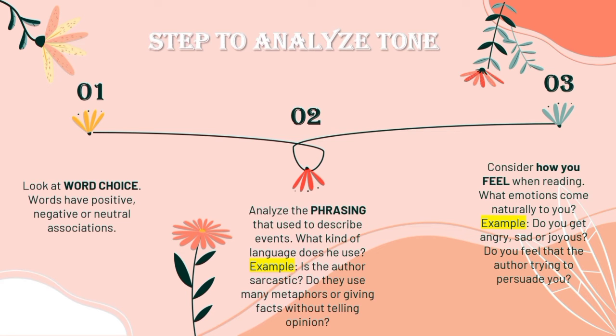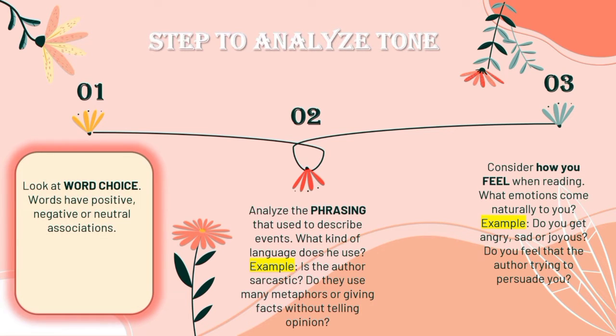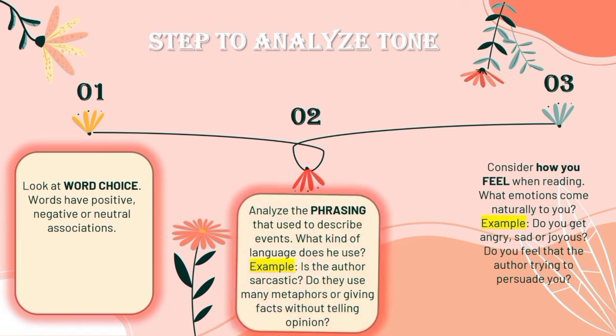Last but not least, we look at the steps to analyze tone. The first step is to look at the word choice. Words have positive, negative, or neutral associations. The second step is to analyze the phrasing used to describe events. What kind of language does he use? For example, is the author sarcastic? Do they use many metaphors, or give facts without telling opinion?